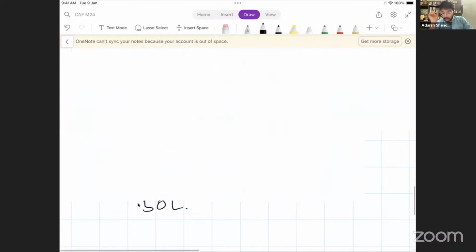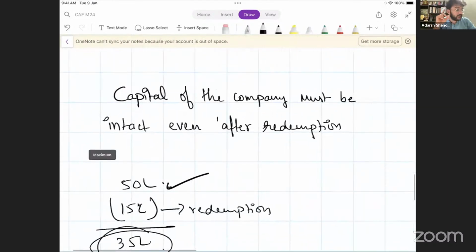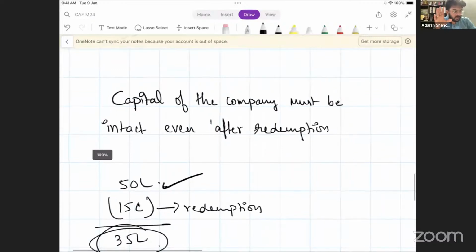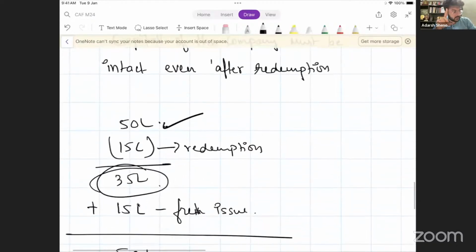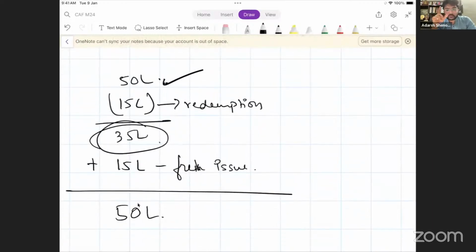Because the capital of the company must be intact even after redemption. It must be the same even after redemption. It should not decrease, it must be the same. So you are repaying 15 lakhs. Repay 15 lakhs, but replace that 15 lakhs with new 15 lakh capital. So make a fresh issue, raise even 15 lakhs. So the capital will be the same even after the redemption. Even after redemption, the capital can be the same if you do this.